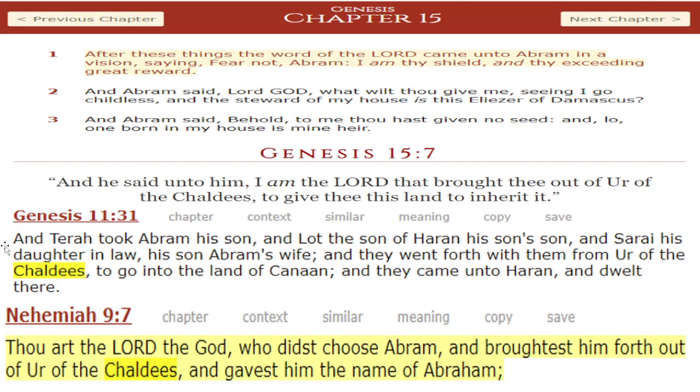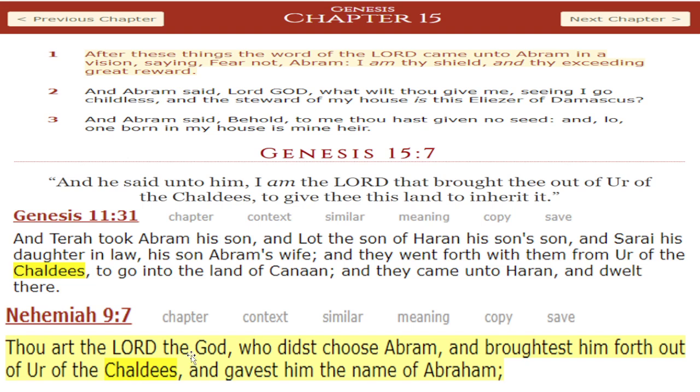Now, Abram, his name was changed to Abraham. Y'all pretty much already know that. Y'all can read Genesis 15 for that. Now we're going to go to Genesis 11:31, where it states, "And Terah took Abram his son, and Lot the son of Haran, his son's son, and Sarai his daughter-in-law, his son Abram's wife, and they went forth with them from Ur of the Chaldees to go into the land of Canaan, and they came into Haran and dwelt there." Right? So they're from the Chaldeans. They're from the Chaldees.